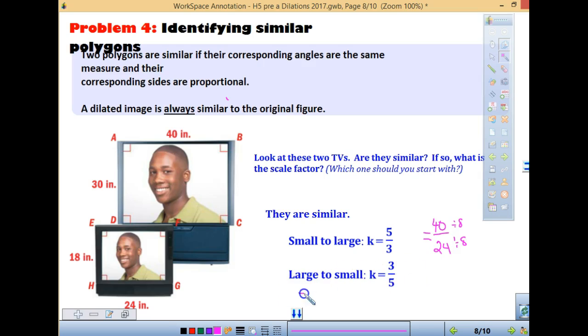So if I'm going large to small, I'm going from the large one to the small one. I'm going to take, and it doesn't matter if I use the 18 or if I use the 24. And if I put that over 30, again, if I divide them both by 6, I'm still going to get 3/5. So they are similar. The key thing is, are you going from large to small or small to large?